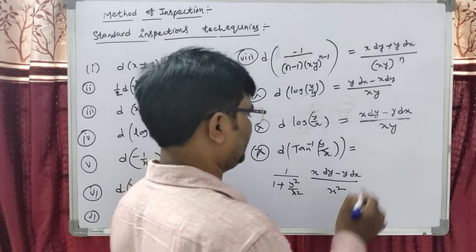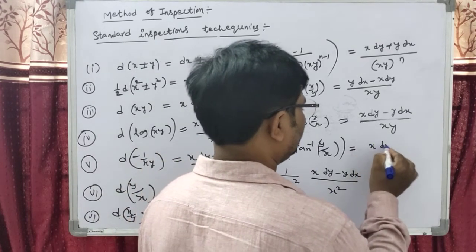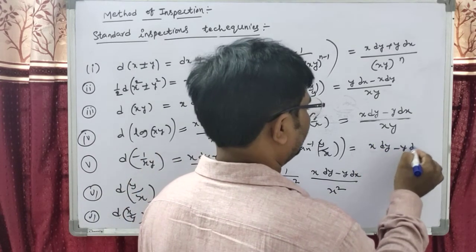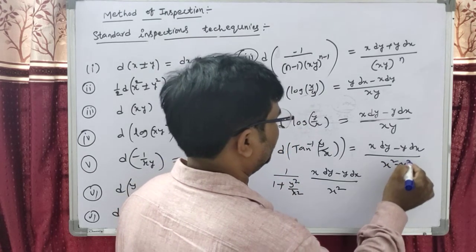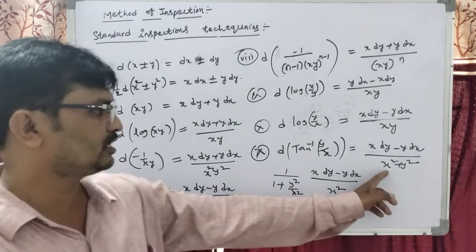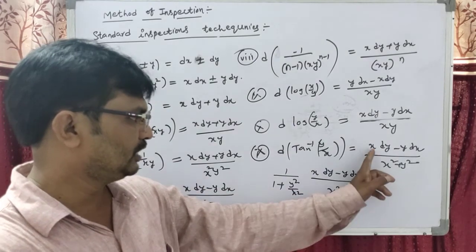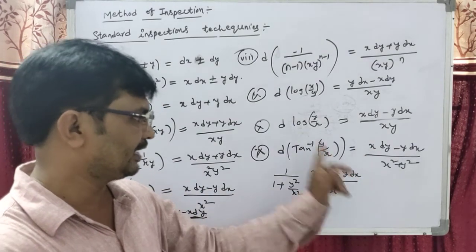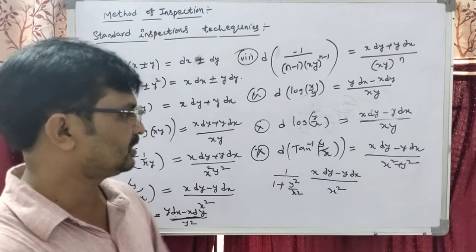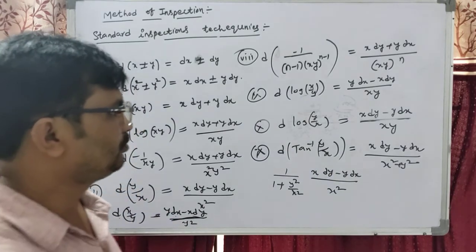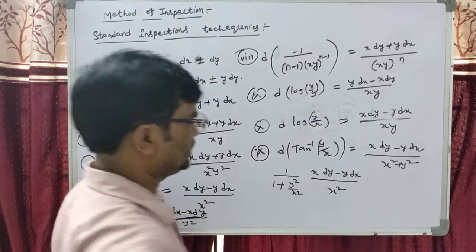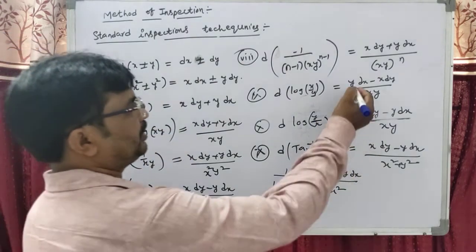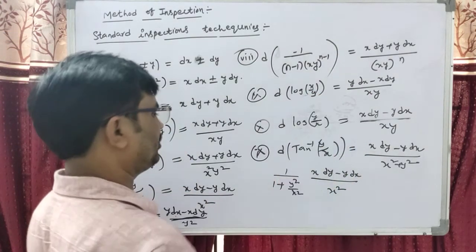You can write here, when you observe, x dy minus y dx upon x square plus y square. My dear students, when you get x square plus y square, you can write y by x. This is the y by x. Where there is x at the beginning, we can observe this is log of y by x. Okay students, where there is y at the beginning, we can write log of x by y.